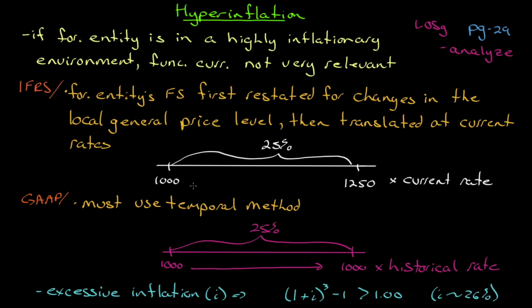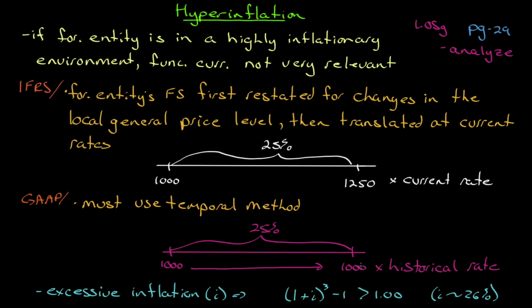That's IFRS. GAAP says, you know what, just use the temporal method. Nice and simple. So this is the temporal method over here. Let's say over a period of time we have the 25% inflation. We paid $1,000 at one particular time. You keep using the historical rate so it never changes. And there you go. GAAP says just don't mess around with the inflation. Just use the historical rate and be done with it.